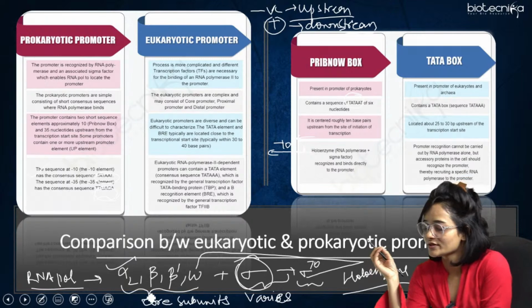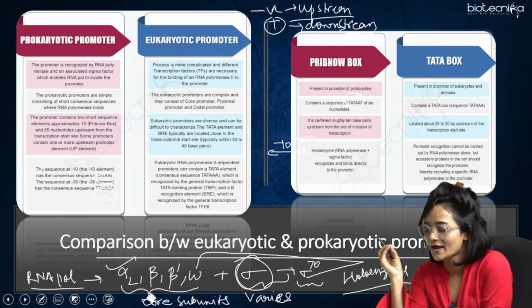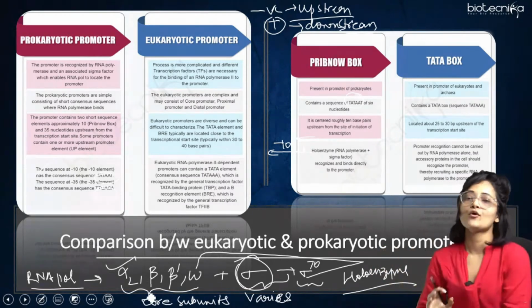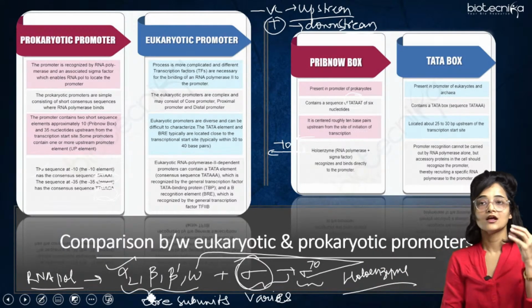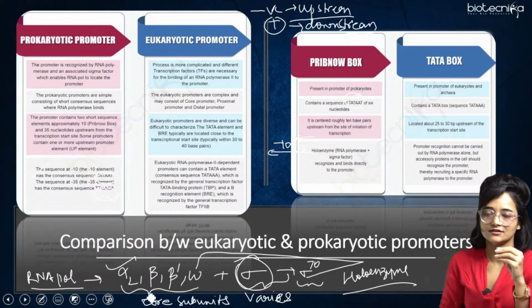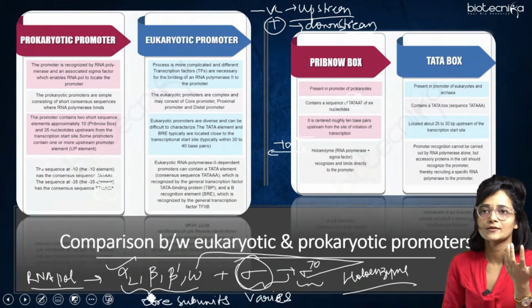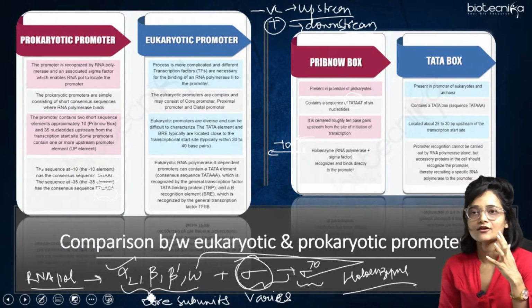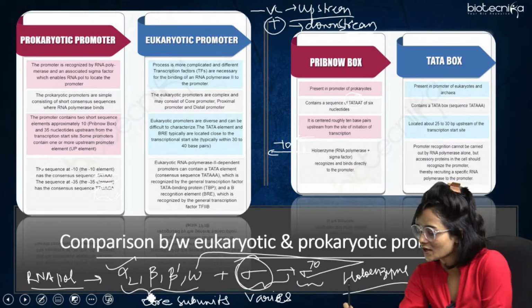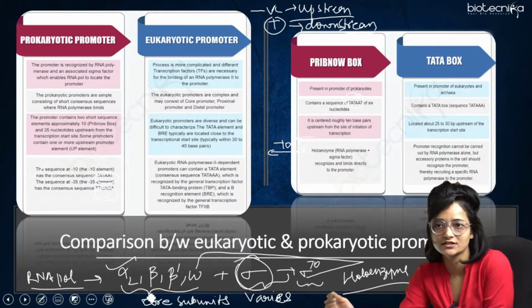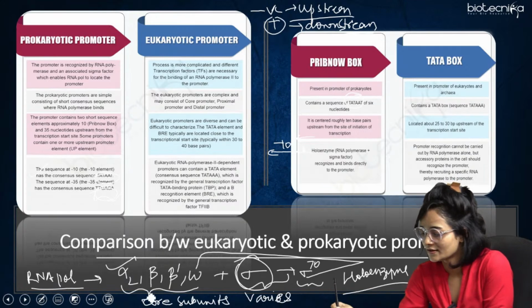Then it says that the promoter recognition cannot be carried out by RNA polymerase alone. So RNA polymerase in case of eukaryotes is incapable of accessing this particular promoter region of the DNA for the transcription to take place. So for the assistance, there is the requirement of certain other proteins that we call general transcription factors, right? But auxiliary proteins in the cell should recognize the promoter. So auxiliary proteins here means the transcription factors, thereby recruiting a specific RNA polymerase to the promoter.